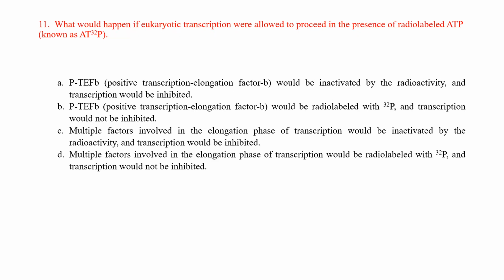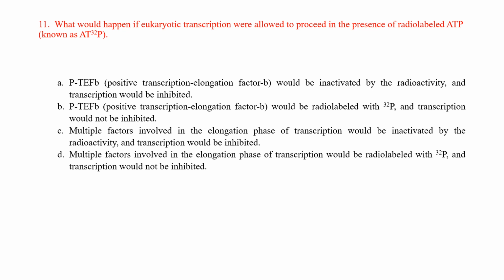Number 11, what would happen if eukaryotic transcription were allowed to proceed in the presence of a radio-labeled ATP known as ATP 32P? Letter A, P-TEFb, positive transcription elongation factor B, will be inactivated by the radioactivity and transcription will be inhibited. Or B, positive transcription elongation factor B will be radio-labeled with 32-phosphate and transcription would not be inhibited.